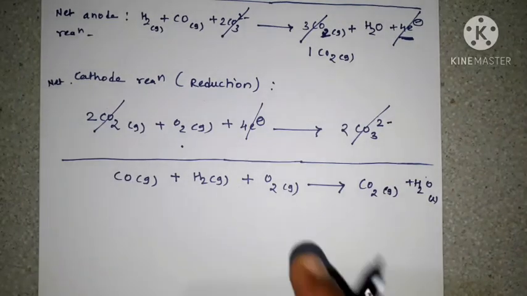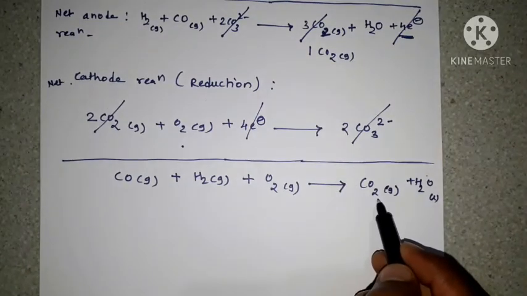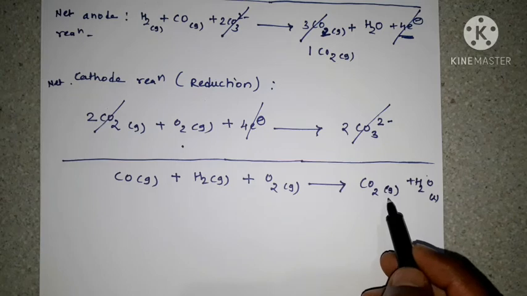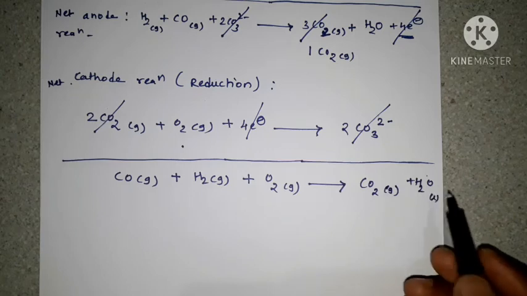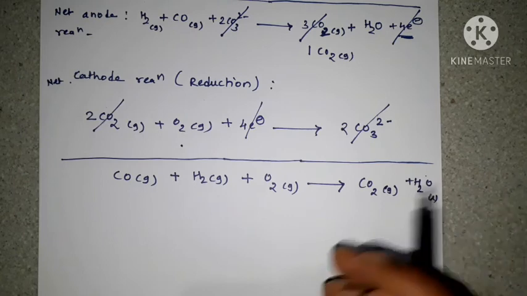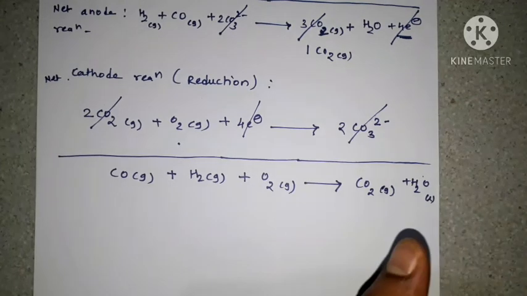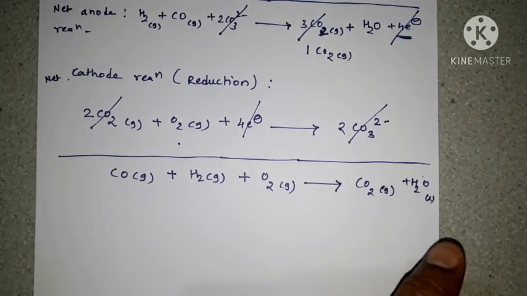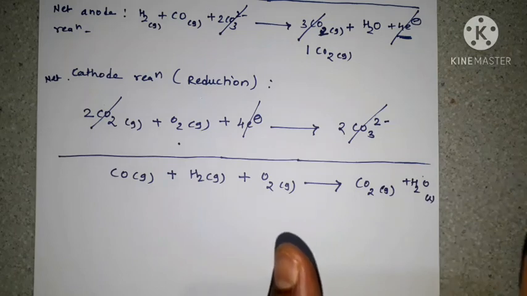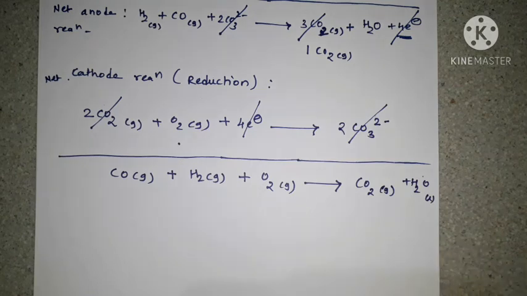When carbon monoxide, hydrogen gas and O2 gas come together, carbon dioxide is formed, which is the unused gas, and H2O is the liquid part. The main purpose of the molten carbonate fuel cell is the production of electrical current. So this is all about batteries, that is, fuel cells in electrochemistry. Okay, it is now over. Thank you.